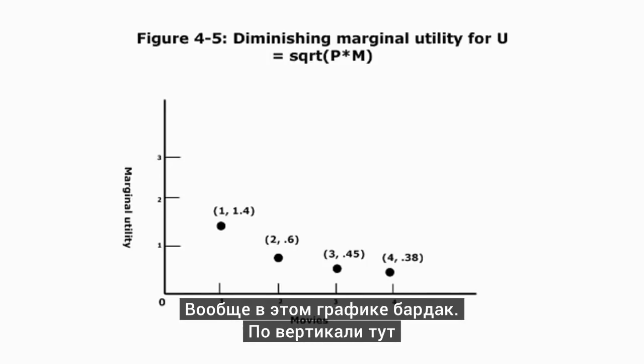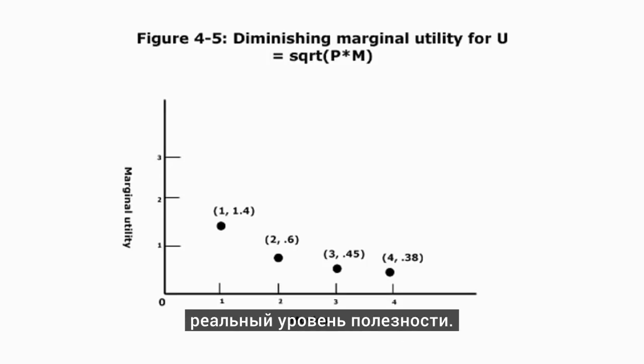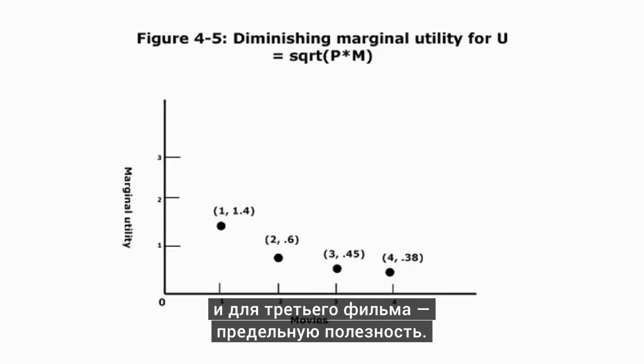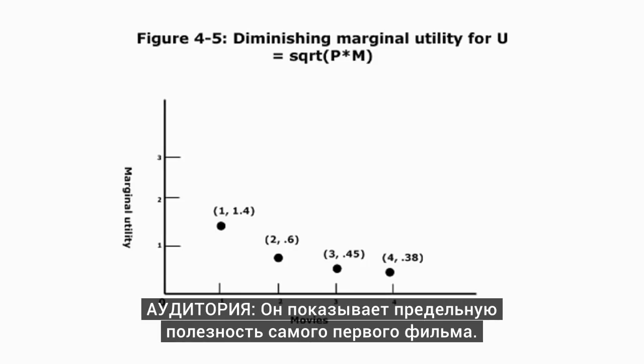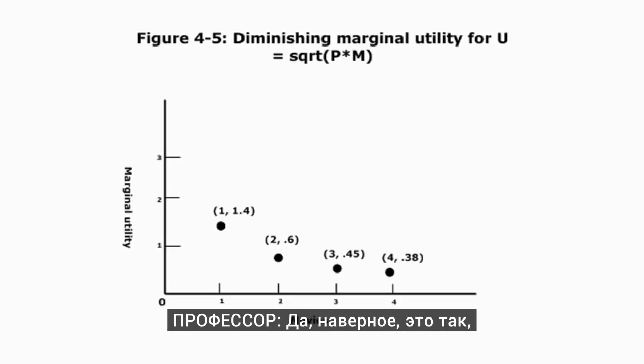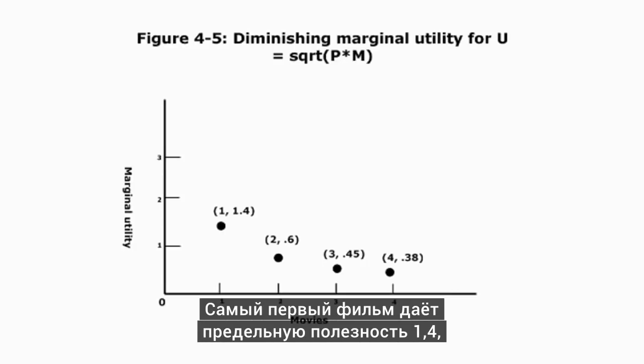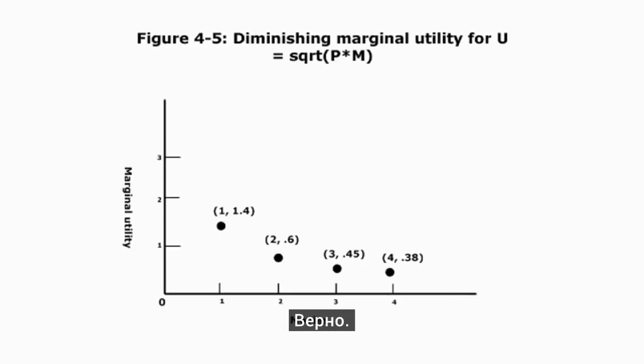Okay, so this graph is messed up because the first one is an actual utility level, and then for the second movie I give the marginal utility, third movie marginal utility. Yeah, but I guess that's right, because you're at 0 movies. Okay, right, you're right. So the first one's the marginal utility of the very first movie. The very first movie gives you marginal utility of 1.4 because you go from 0 to square root of 2. That's right, my bad.